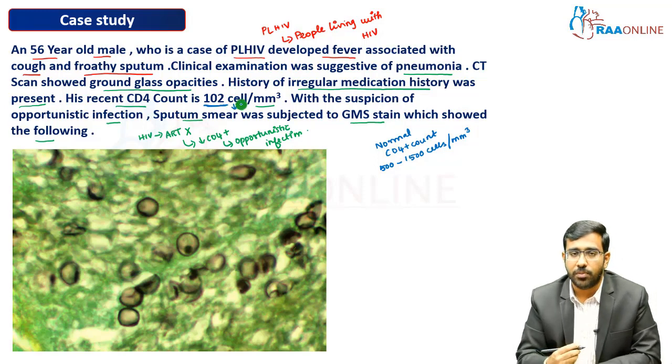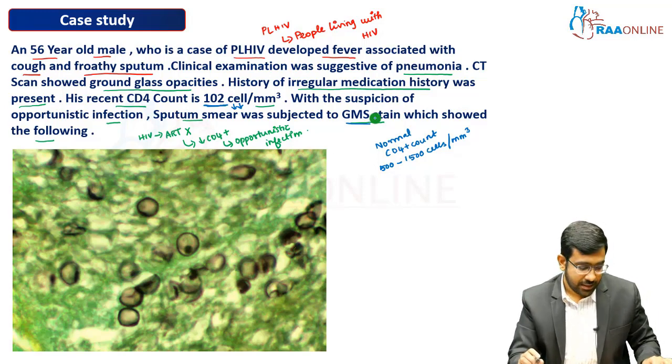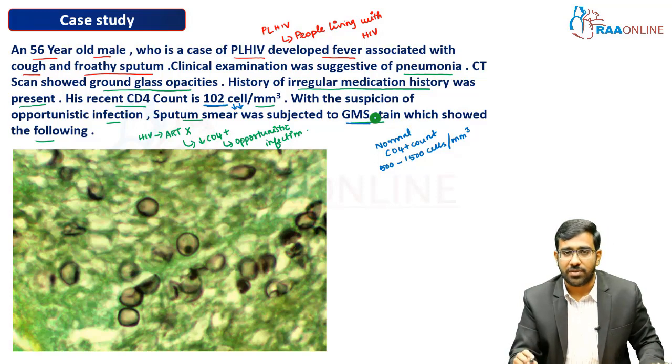So the patient is going to suffer from opportunistic infection, and here there is a special stain called the GMS stain, the Gomori methenamine silver stain. It is a fungal selective stain. Can anyone tell the principle of this staining procedure? In the last class, in the overview of fungal infection, we studied the mechanism of GMS stain. Let us see the mechanism once again.